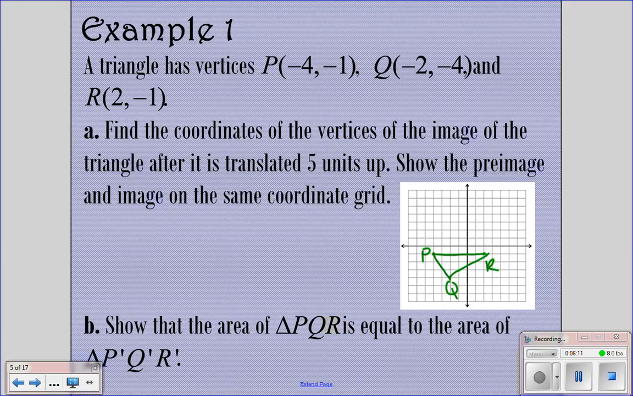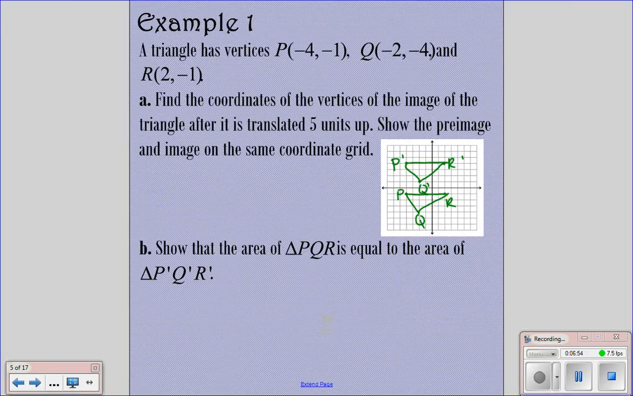Now the image, it is translated 5 units up. So basically, we take each vertex and move it 5 units up. So we're going to go 1, 2, 3, 4, 5. And that's going to become P prime. You have to put that little prime there. We move Q up, 1, 2, 3, 4, 5. And so that's going to be Q prime. And then R goes up 5 to right here. And so that's going to become R prime. And so now these are the image here and the pre-image here. So that would be part A.